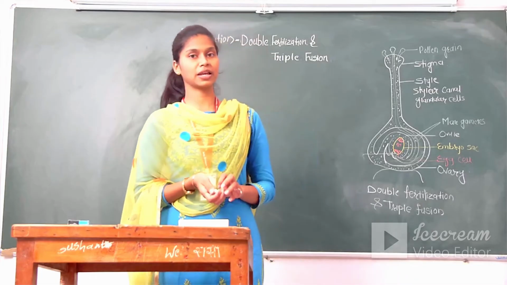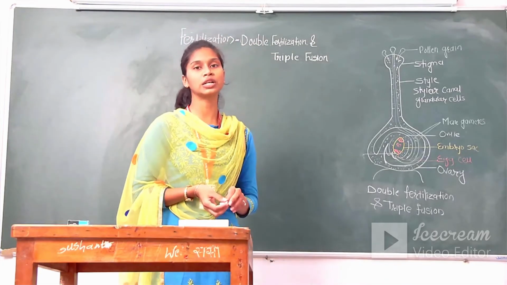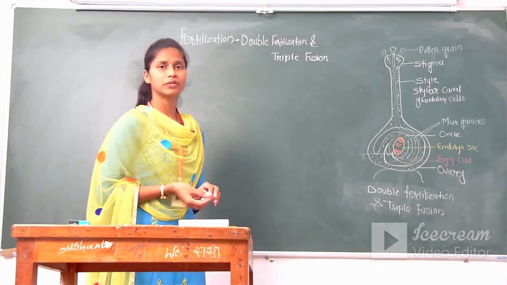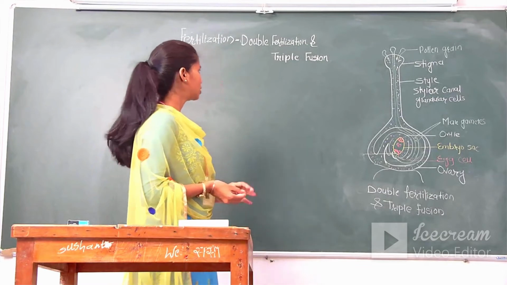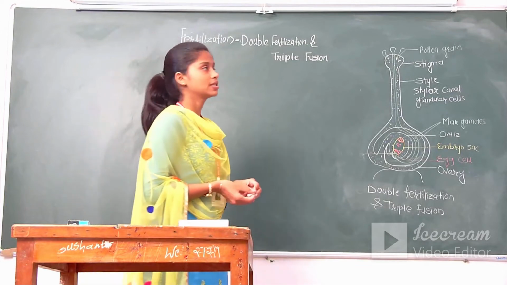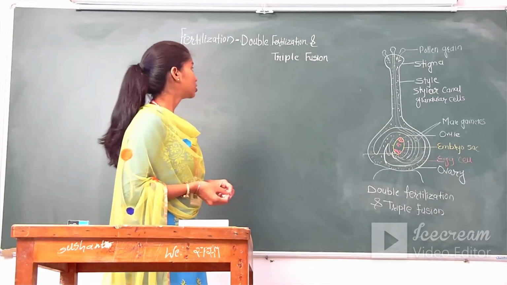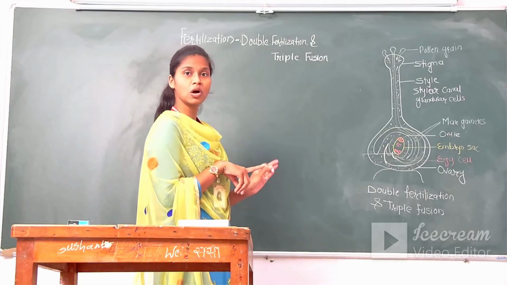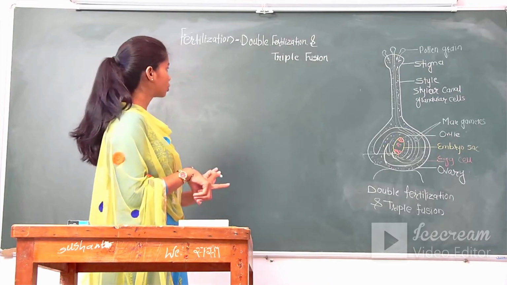Hello friends, welcome again. In this lecture, we are going to study double fertilization and triple fusion. What is double fertilization? The process of fertilization which takes place twice is known as double fertilization. And let's see how this double fertilization and triple fusion occur in an angiosperm.